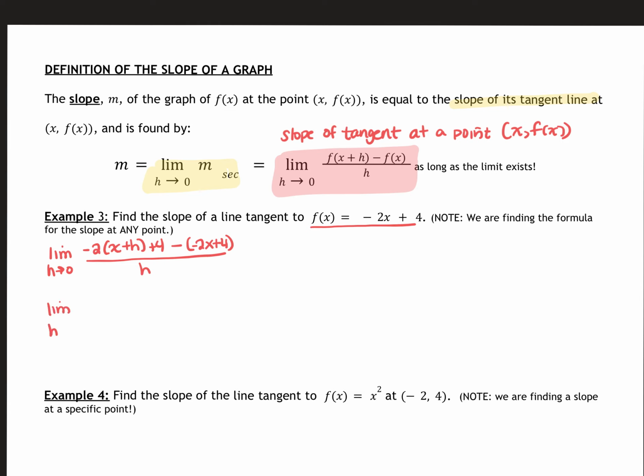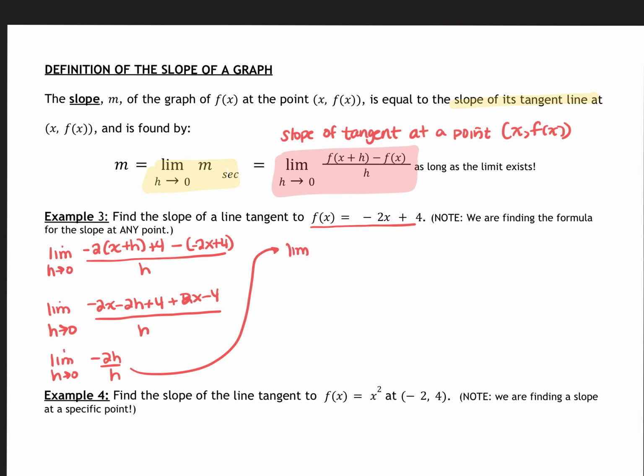Little bit of algebra here, right? We'll have -2x minus 2h plus 4 plus, 2x minus 4 all over h. And then what we end up with here, when our x's become 0, and 4 minus 4 is also 0, is just -2h over h, which we can reduce to -2. So that limit is -2.